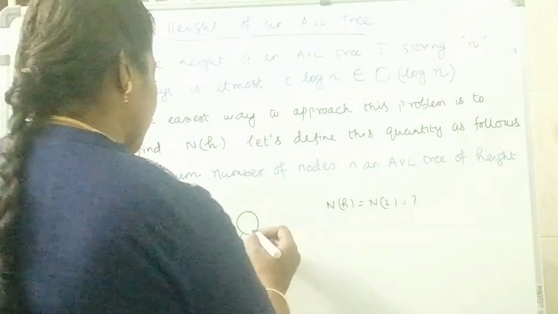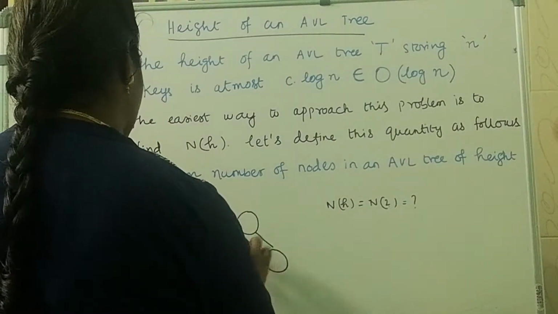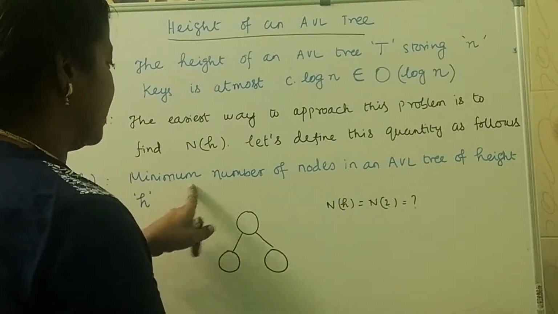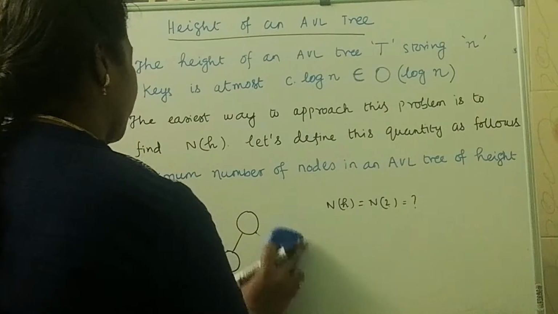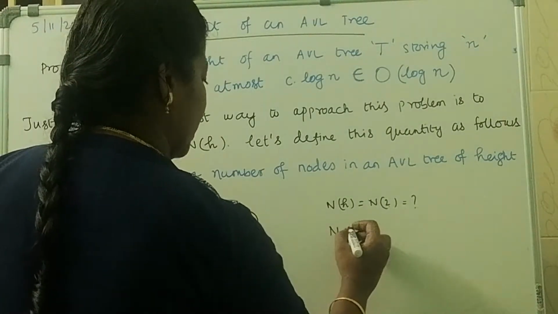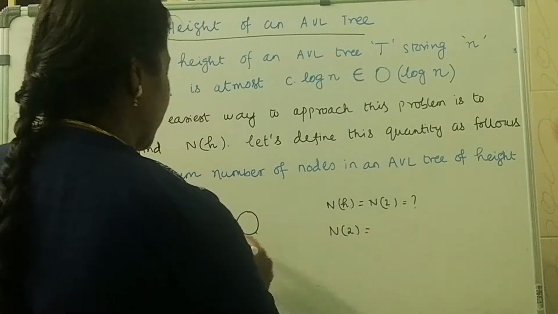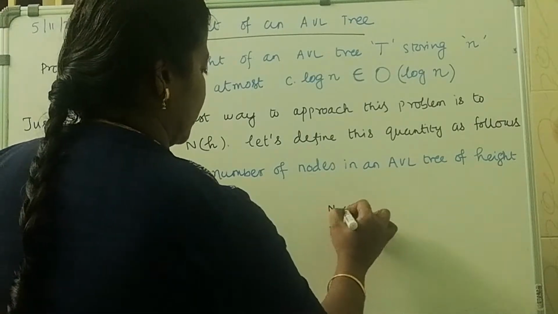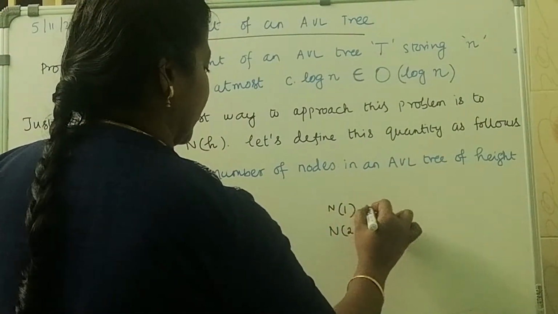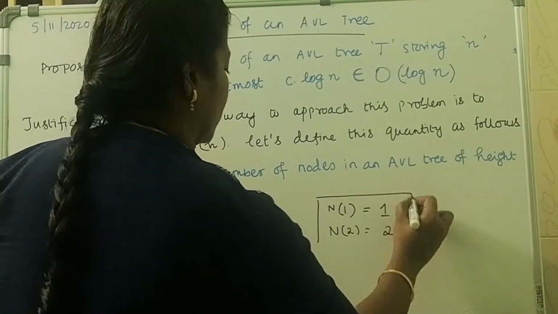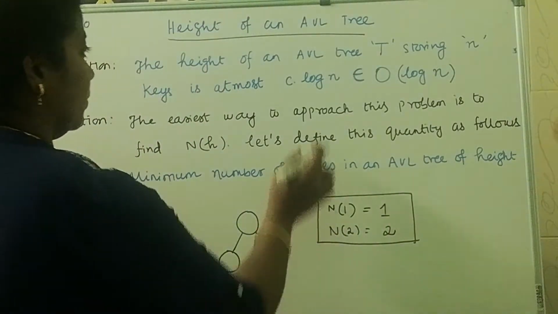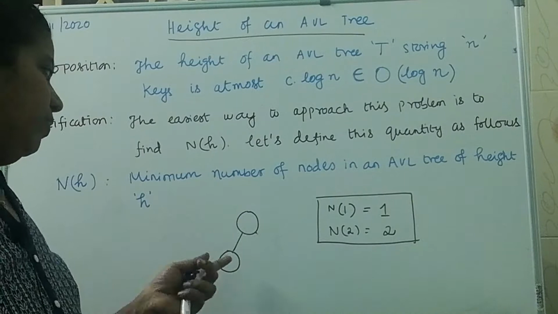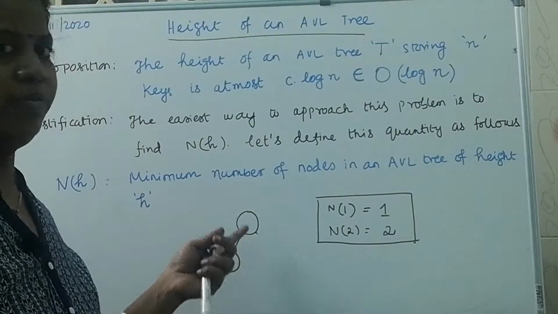What is the maximum number of nodes that I could fill? Root, left and then right. But I want the one which is N of h, which is the minimum number of nodes. So the minimum number of nodes that is possible for N of 2 is nothing but 2. What is N of 1? Height 1 is nothing but 1. These two are the base conditions for us to prove that the height of an AVL tree of minimum number of nodes is log of n.